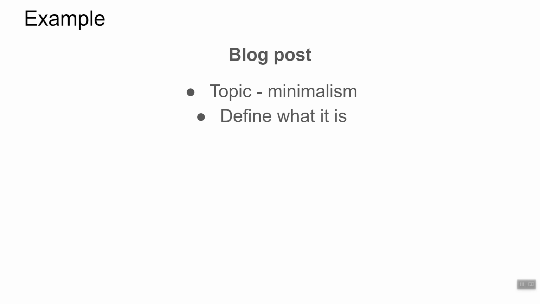So here's an example. If I got a blog post about minimalism, which is not a universally known thing, probably the next thing I would want to do structurally is define what minimalism is. Minimalism is the concept of owning less in order to provide yourself more time for what is important. And I would give examples.